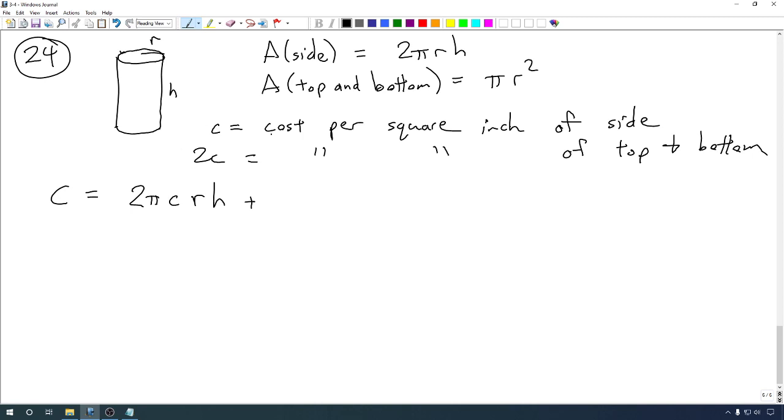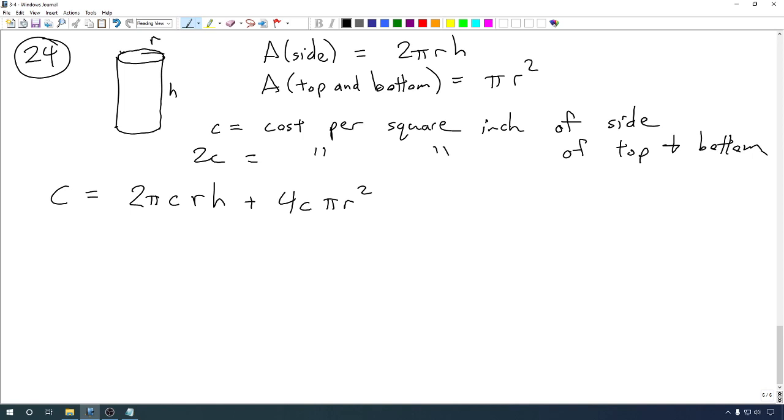Then I'm going to take 2c times the area of the top, and I'm going to have to do the same thing for the area of the bottom. So actually I'm going to have two copies of the top and bottom, both with a cost of 2c. In other words, I'm going to have a 2 times 2c times pi r squared, or 4c pi r squared. That is my cost function, at least in terms of the radius, the height, and whatever the unknown cost per square inch of the side actually is.